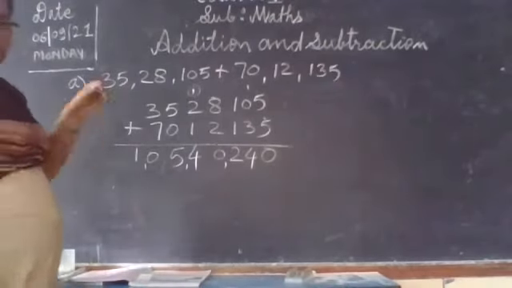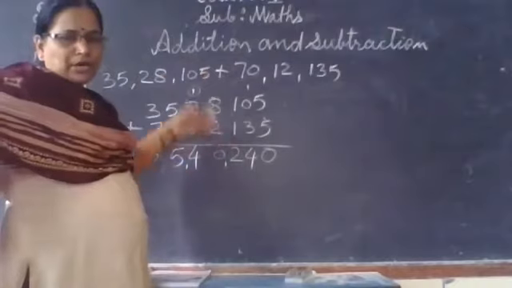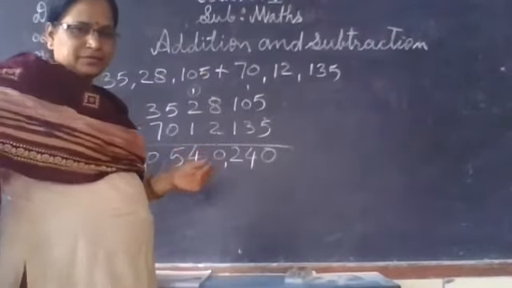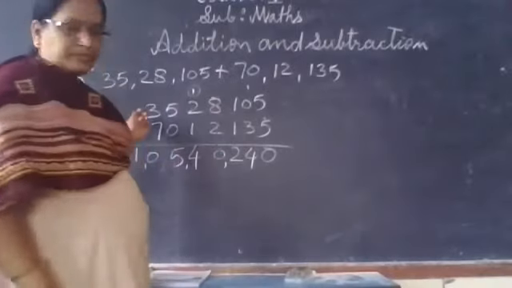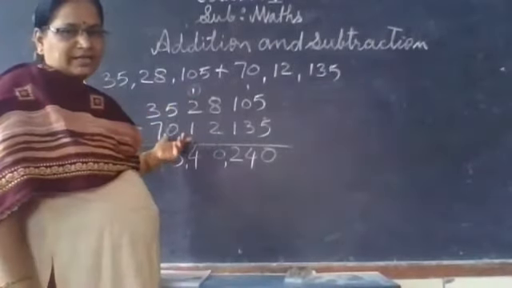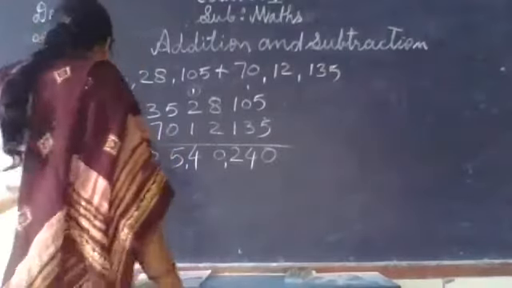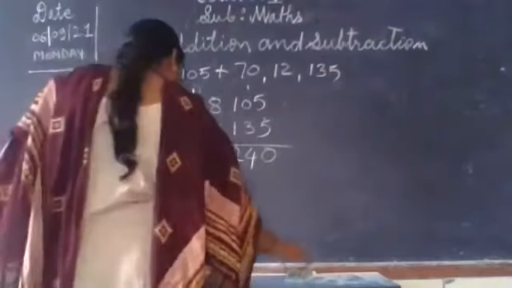Got it, beta? So properly you have to arrange the numbers and then add. Okay. And don't place the comma while adding. So it would be in the final answer only. See the second one.